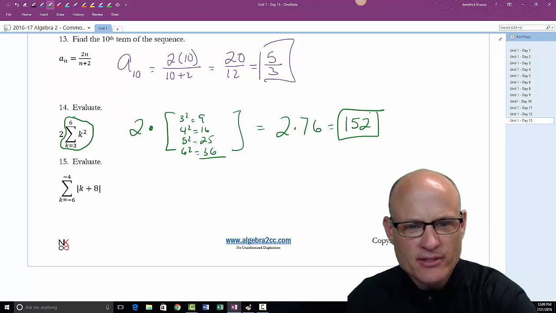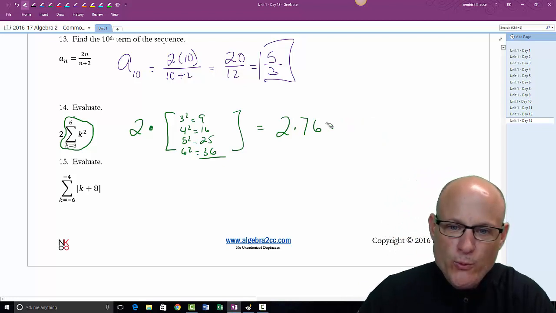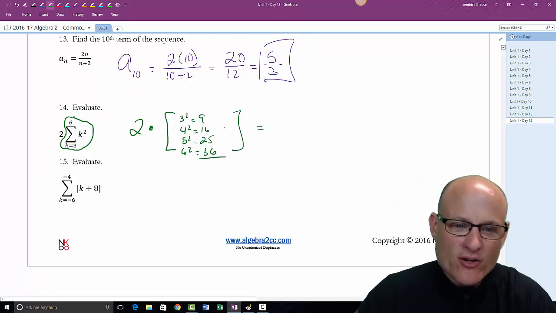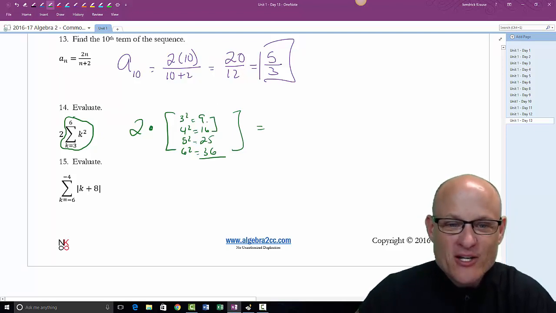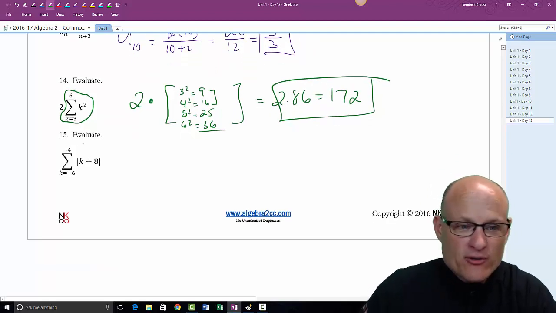I have 86. What am I doing? Oh. All right, when I add all this up, let's see, this is 15 and... No, it's not 15, it's 25. 25 and 25 is 50 plus 36 is 86. So it's 2 times 86, which is 172. I should have used a calculator.